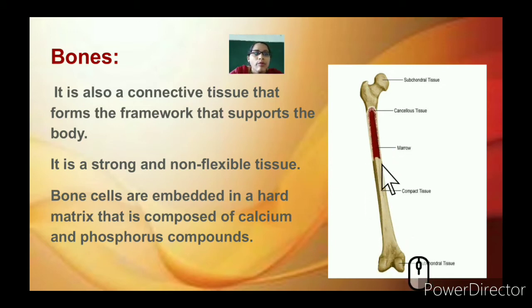Inside the bone there is bone marrow, cancellous tissue and subchondral tissue. So you can see that they are strong enough to build a major support for our body. Bone cells are embedded in a hard matrix that is composed of calcium and phosphorus compounds. So where are the bone cells present? They are embedded in a hard matrix, and this hard matrix is composed of calcium and phosphorus compounds.